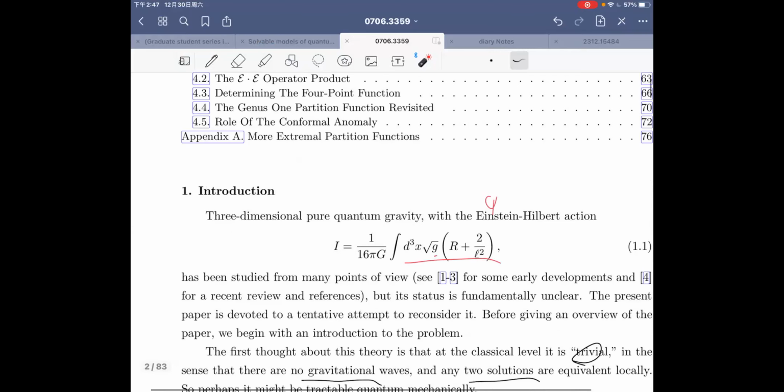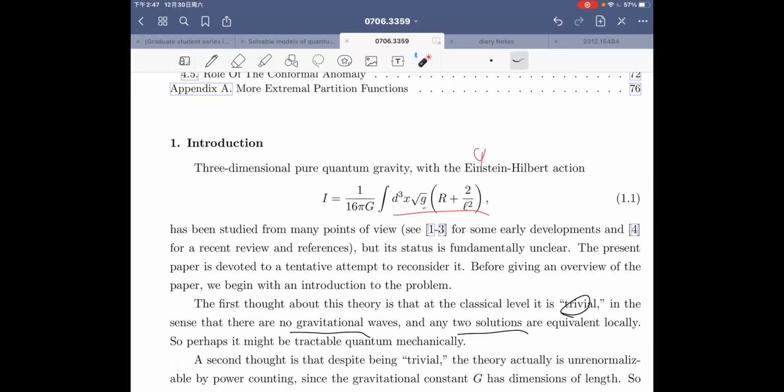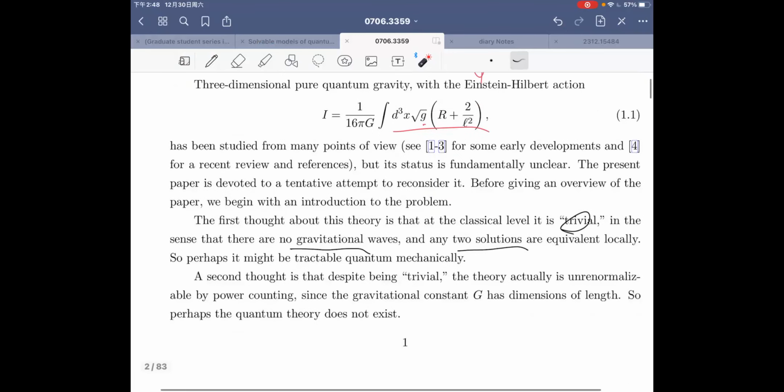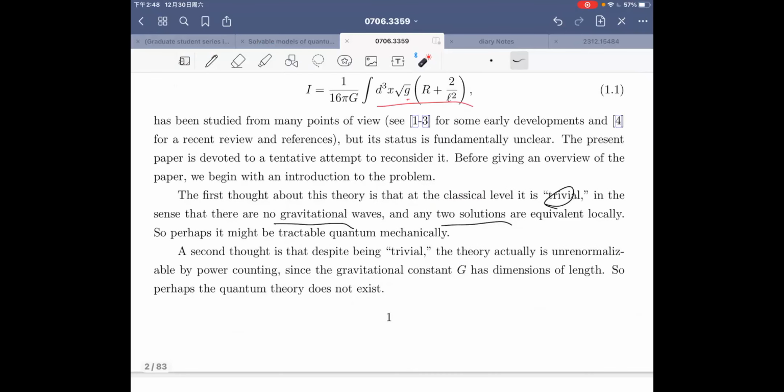In 3D, we just consider the Einstein-Hilbert action. The pure gravity at a classical level is trivial because there are no gravitational waves in 3D, which means that, as mentioned by Witten, any two solutions are locally equivalent. So one would expect a good quantum explanation for the 3D gravity.